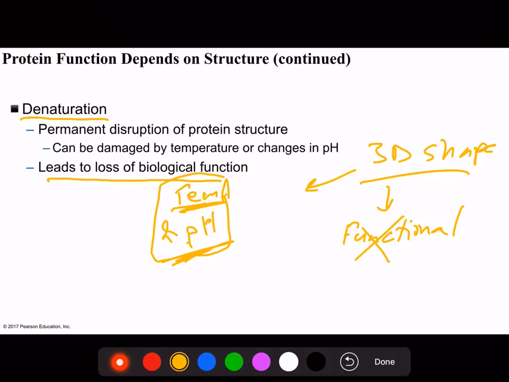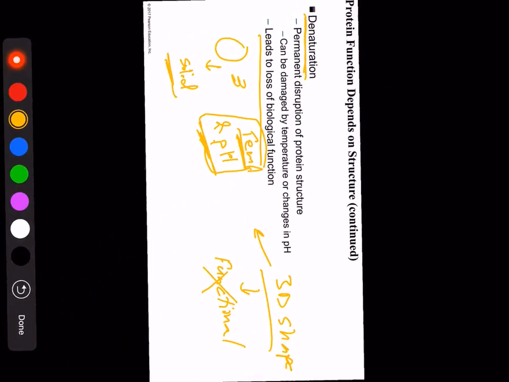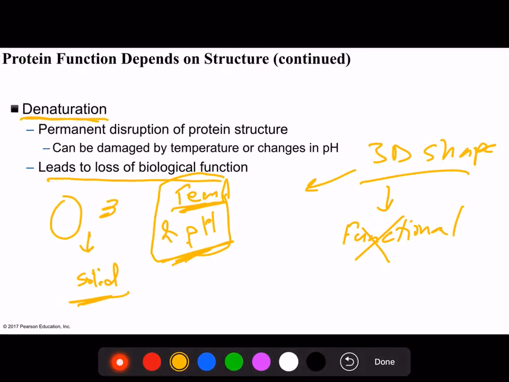Think, for example, of when you are boiling an egg. If you break the egg, it has the fluids, right? But when you boil it, they will become solid. These proteins were denatured, so they are not functional anymore. This is a classical example of denaturing the proteins.